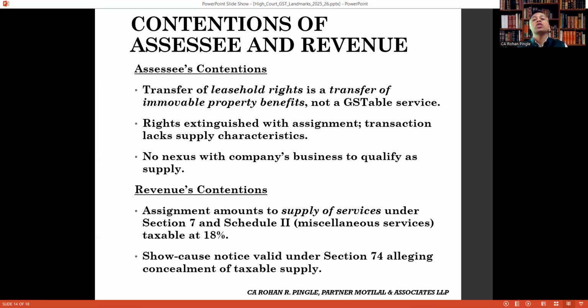The assessee contended that transfer of leasehold rights is a transfer of immovable property benefits, not a GST-able service. Rights were extinguished with the assignment, the transaction lacks supply characteristics, and has no nexus with the company's business to qualify as a supply. Very important: the revenue contended that the assignment amounts to supply of services under section 7 and schedule 2, miscellaneous services taxable at 18%, and that the show cause notice is valid under section 74, alleging concealment of taxable supply and fraud involved.